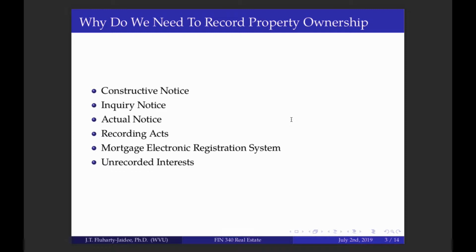Okay? So the reason we do this mortgage interest system is we want to get rid of unrecorded interests. If somebody has an unrecorded interest, it's a bit of a problem. And in most states, unrecorded interests are limited to a certain period of time for their claiming statute of limitations. But unrecorded interest can make a problem when you're trying to transfer the deed title.